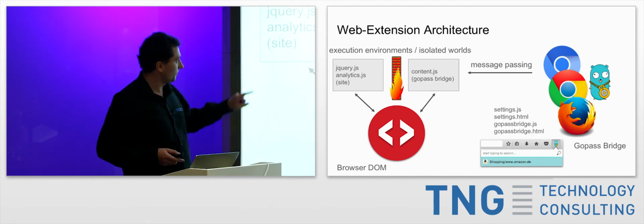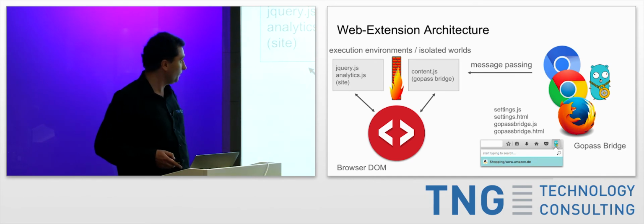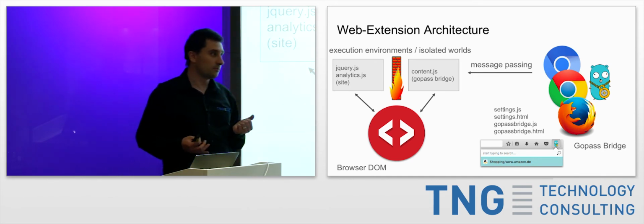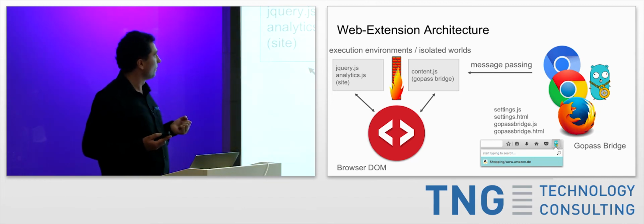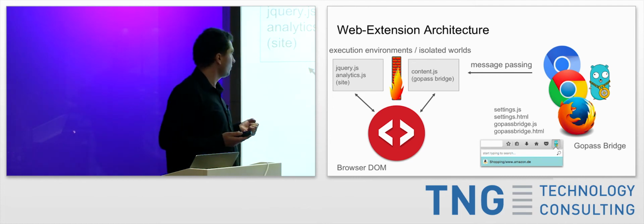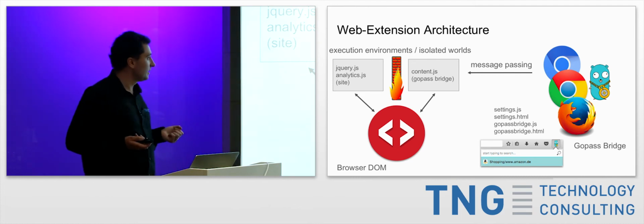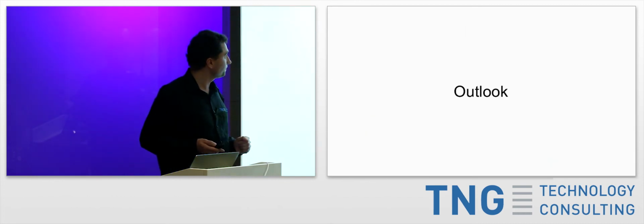The content script has direct access to the browser DOM, but it's completely isolated from scripts that are running in the website context. So I think Chrome calls it isolated worlds in their documentation. So that's basically the main separation between those two parts.